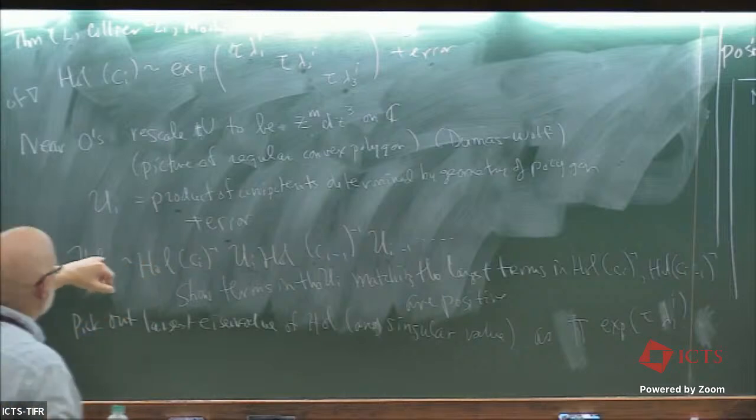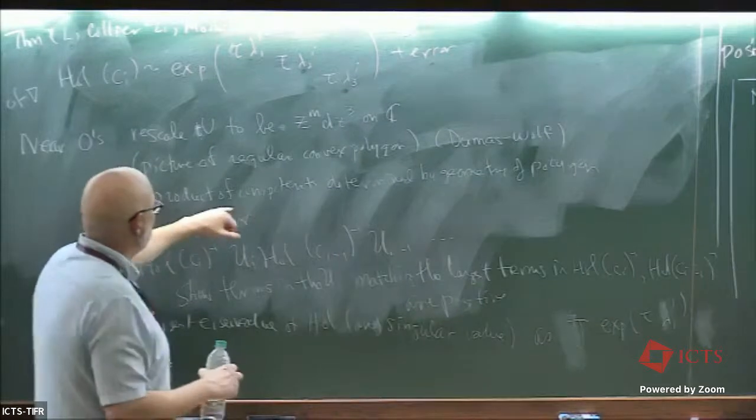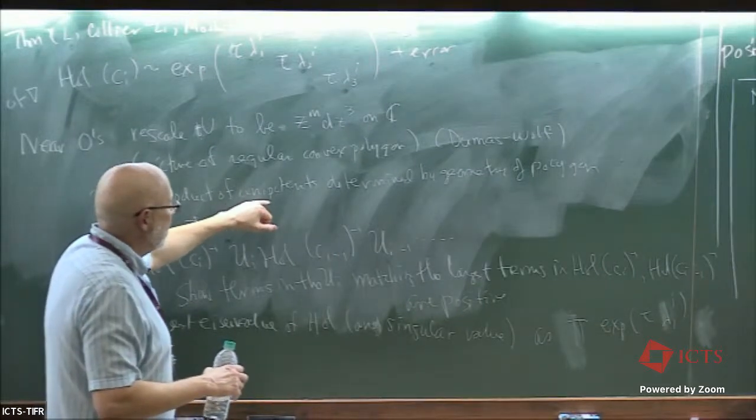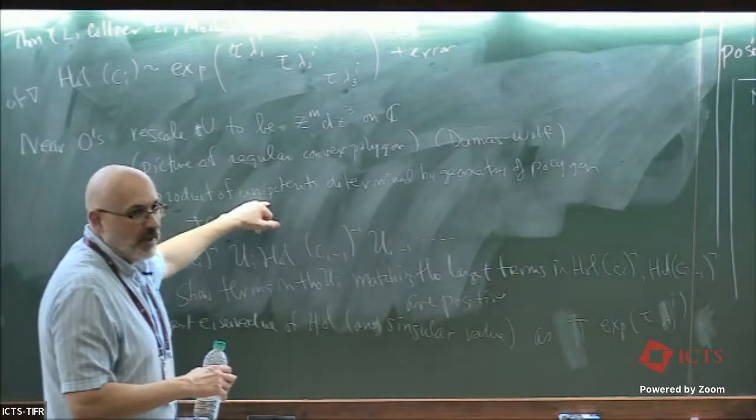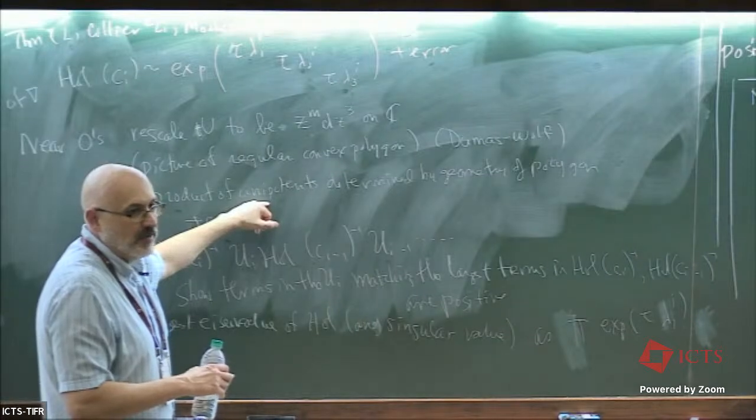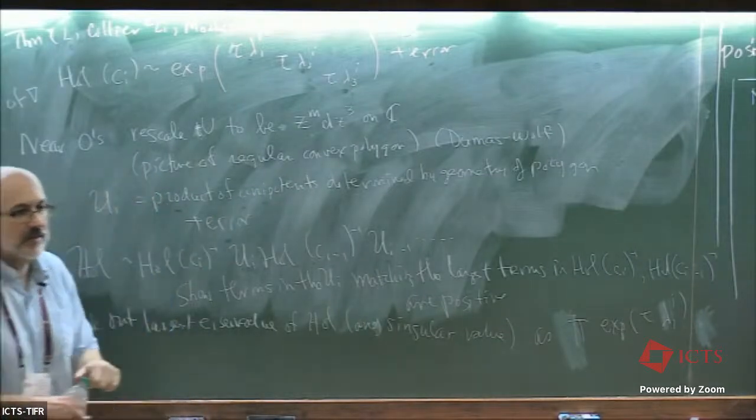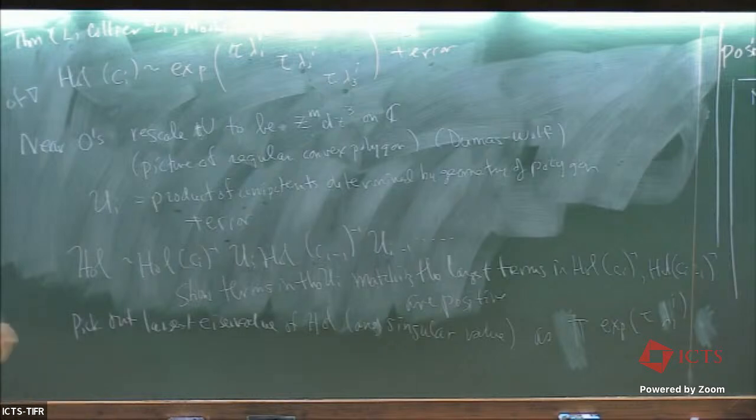And the positivity of the relevant term is guaranteed by the convexity of the polygon. It doesn't need to be regular, it just needs to be convex. If it were not convex, then you would get negative terms, you just wouldn't get anything.